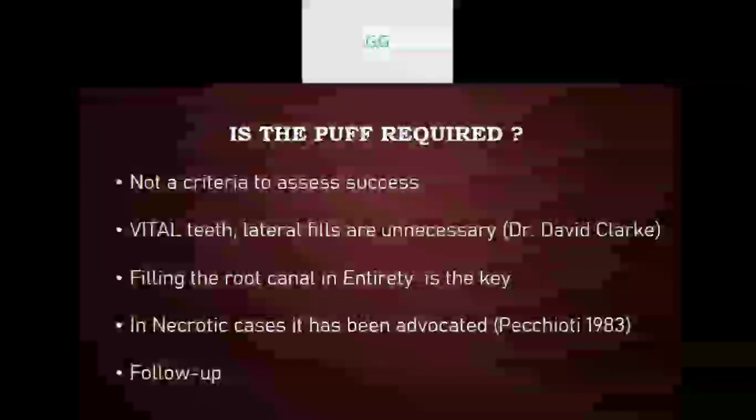vital tooth. Next is filling the root canal in its entirety is the key, and this is the key factor, this is the key point that Dr. Schilder has always been talking about in all of his articles, which has been misinterpreted into creating radiographic pleasing beauties that can lead to a false success prognosis scale measurement.